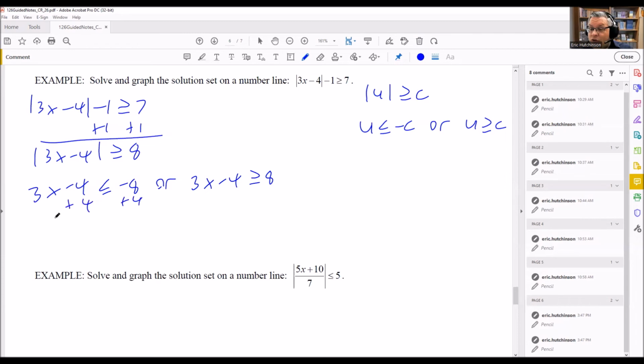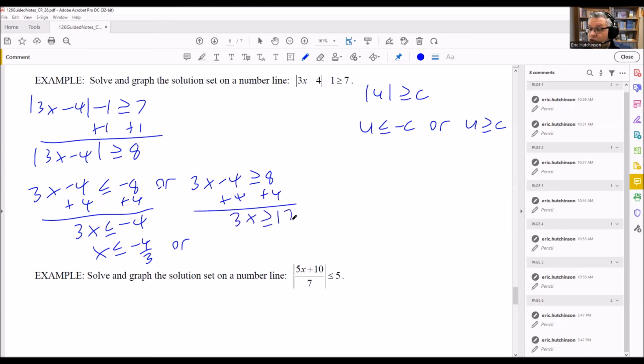Add 4, 3x is less than or equal to, okay, this is going to be negative 4. Be careful with the minus sign there. Divide both sides by 3. And we get x is less than or equal to negative 4/3. And then this one we're going to also solve. We're going to add 4 to both sides. We get 3x is greater than or equal to 12. Then if you divide both those by 3, you get x is greater than or equal to 4.